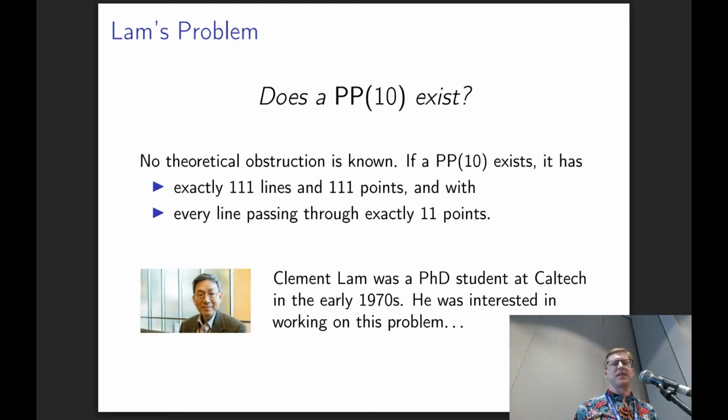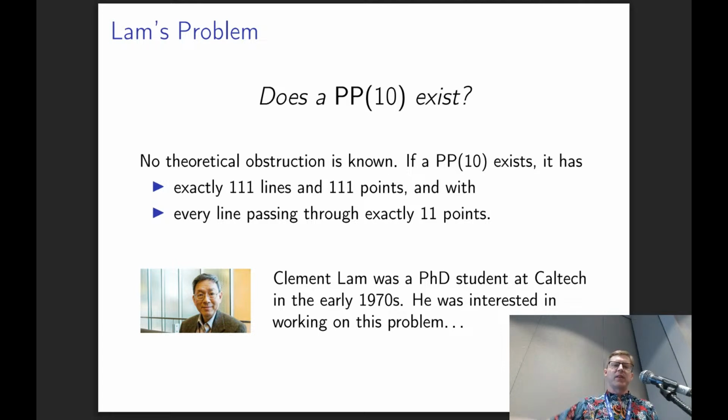And this is what has become known as Lam's problem. And this is, in theory, a completely finite search, right? It's definitely a solvable problem because there's only a finite number of possibilities to check, albeit an enormous number. You're never going to do this by just trial and error. Okay, there's 111 lines, 111 points. Every line would pass through exactly 11 points, right? So this thing would be enormous.